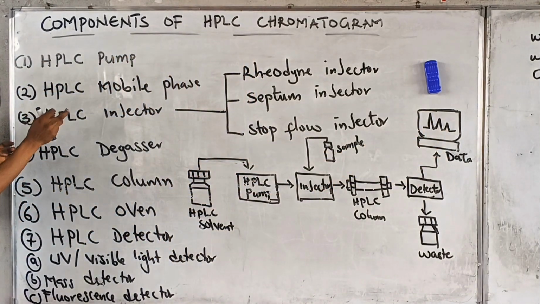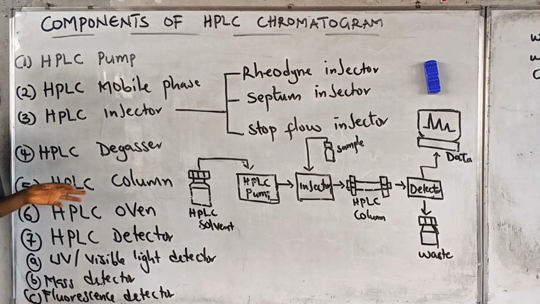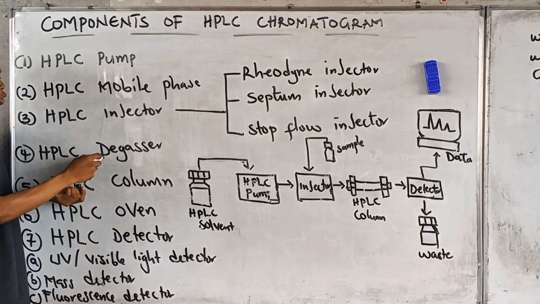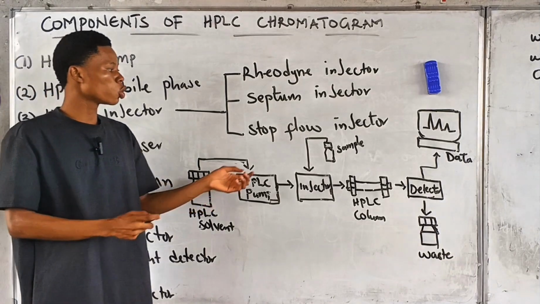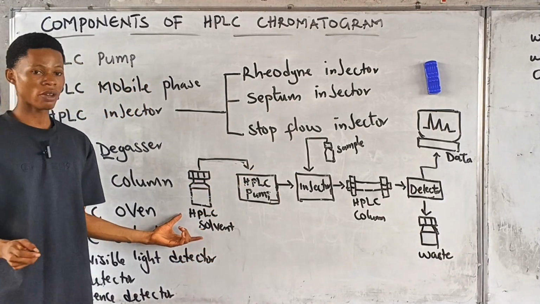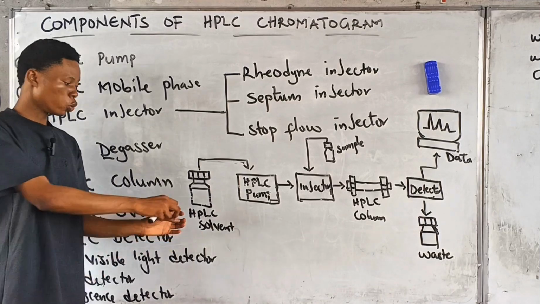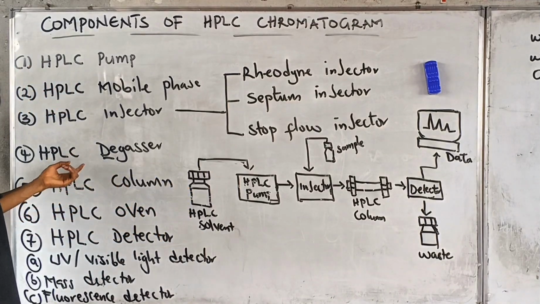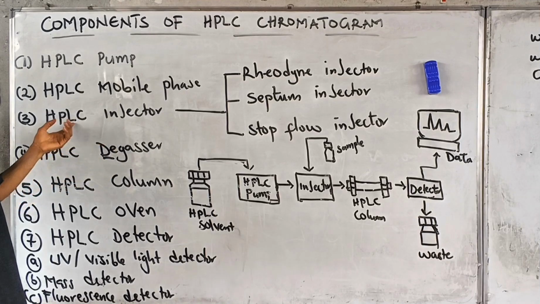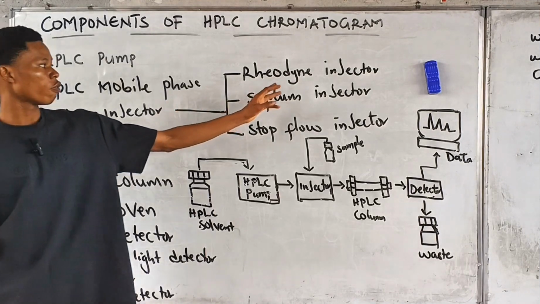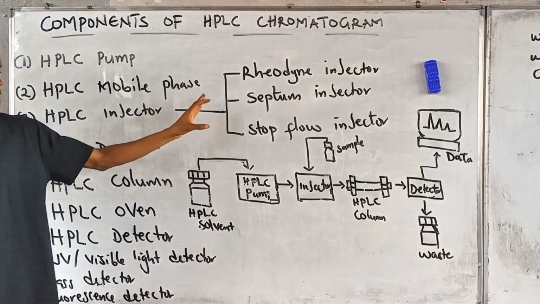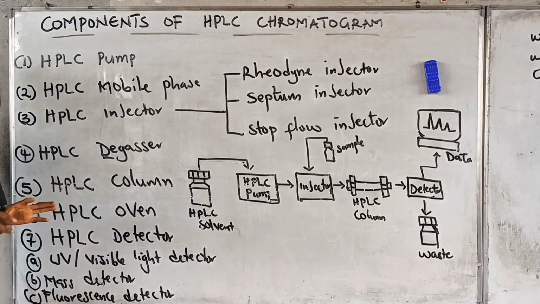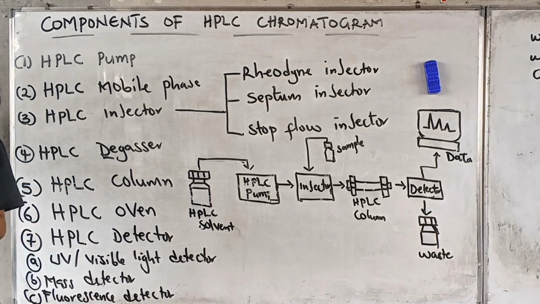Alright, so the HPLC degasser, if you use the prefix D, means what? Removal, right? Degasser means removal of gas. HPLC degasser is used to remove gas from the mobile phase. Alright, I didn't mention that the HPLC injector can be a Rheodyne injector, septum injector, or stop flow injector. These are the different injectors that can be used. And I said degasser is used to remove gas from what? The mobile phase, right? Or the solvent.